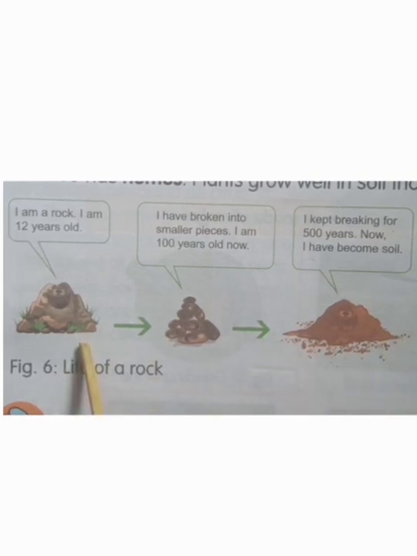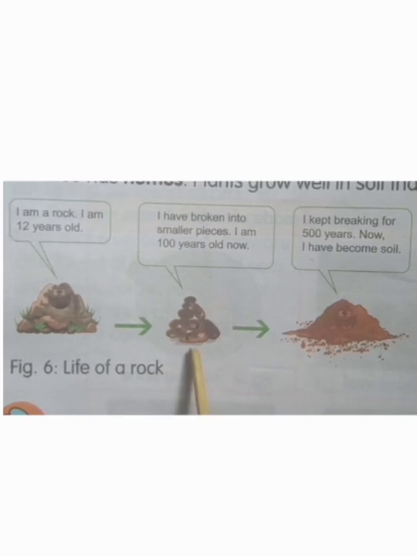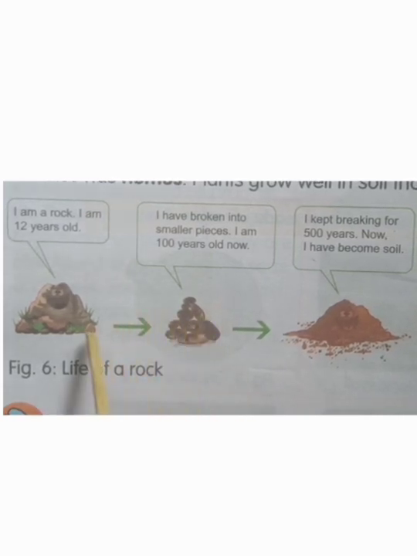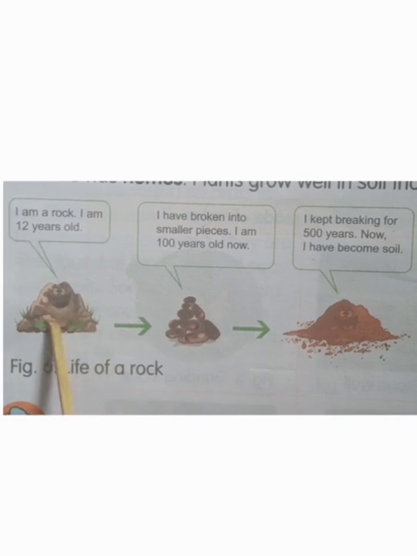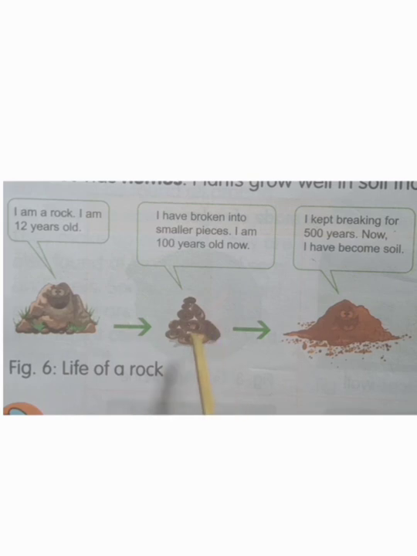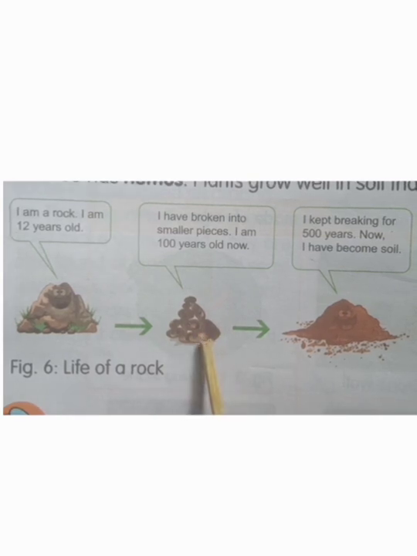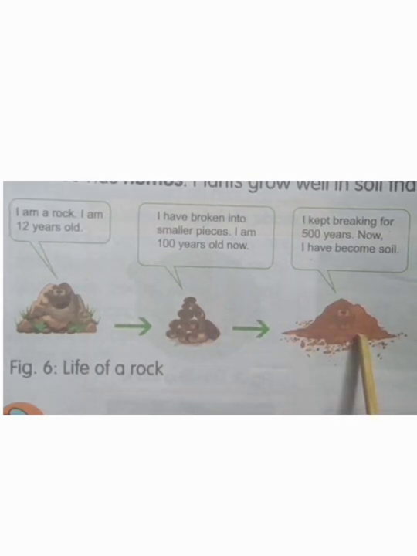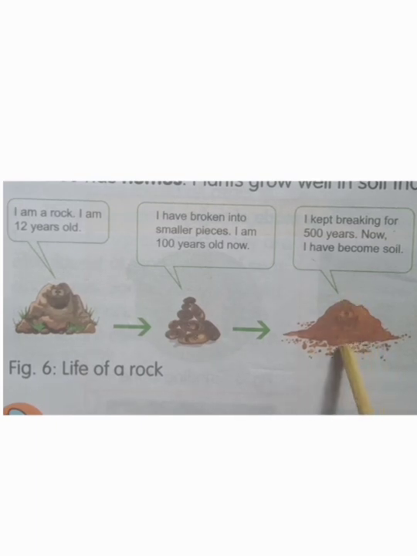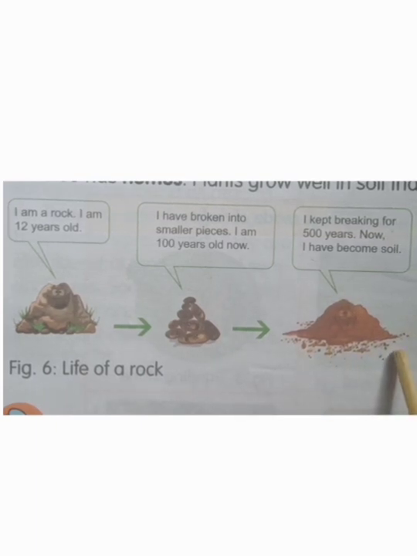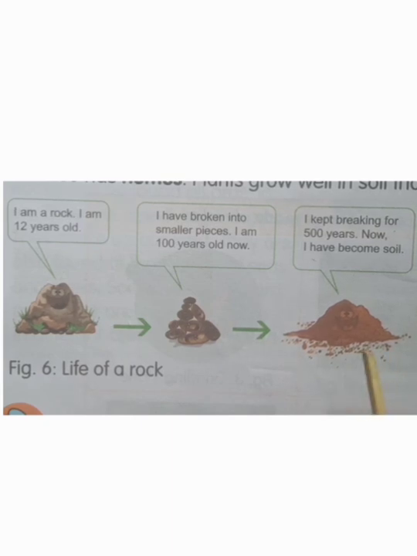So rocks on the earth break down into smaller pebbles. How do they break? Rain and flowing water break these big rocks. These pebbles break further to form tiny bits of soil. It takes nearly 100 years to form 1 centimeter of soil. So it takes many years to form soil.